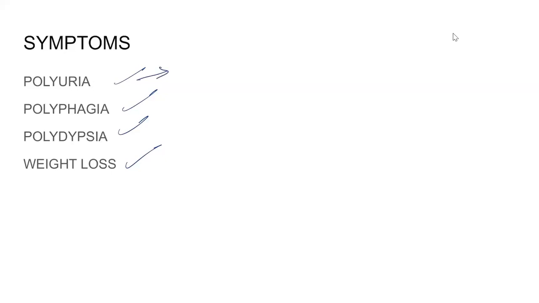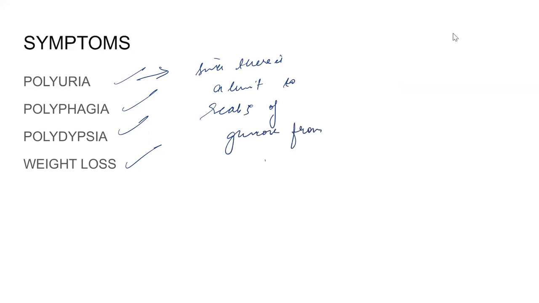The cause of polyuria is that there is a limit to reabsorption of glucose from the PCT. So when the blood glucose level rises above a particular limit, the glucose above that limit won't be reabsorbed. So it would lead to glycosuria, and glycosuria, due to osmotic diuresis, leads to polyuria. Okay?